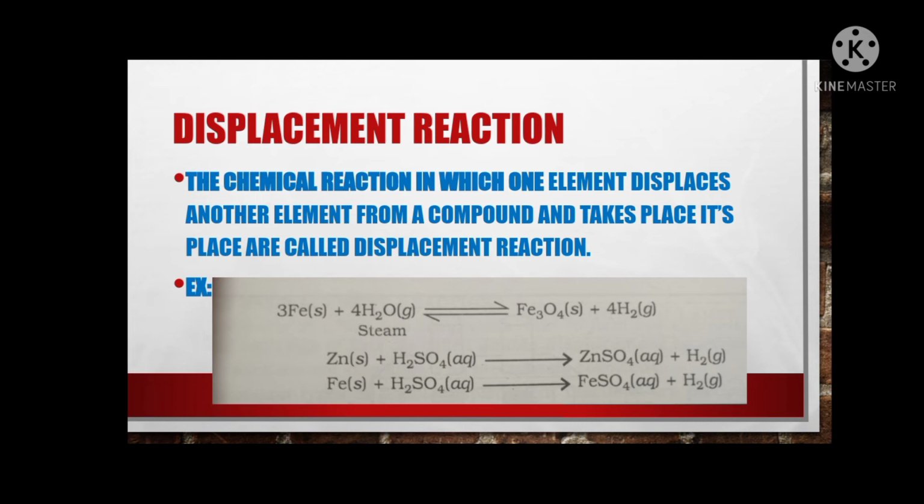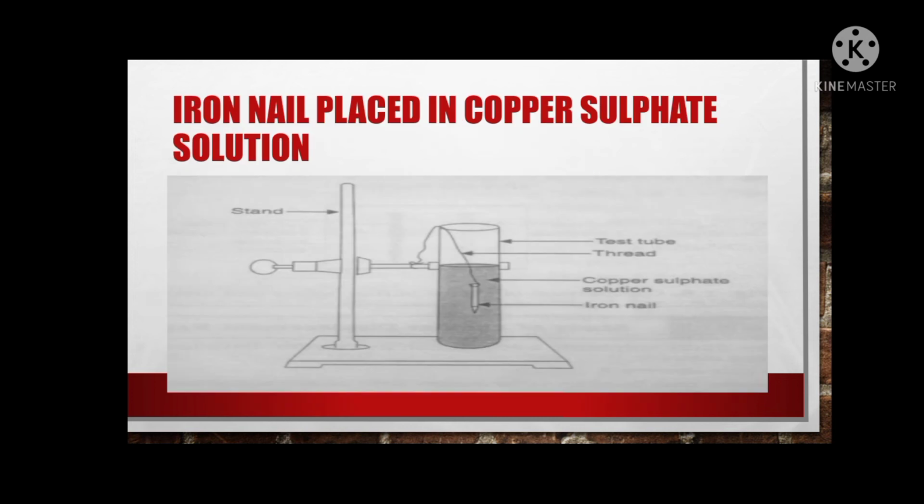For example, zinc reacts with sulfuric acid, produces zinc sulfate with the liberation of hydrogen gas. Similarly, when iron reacts with sulfuric acid, it produces iron sulfate plus hydrogen gas. Here the zinc and the iron displace hydrogen from sulfuric acid. Zn is an element that is going to displace hydrogen. Such type of chemical reactions is usually called displacement reaction.